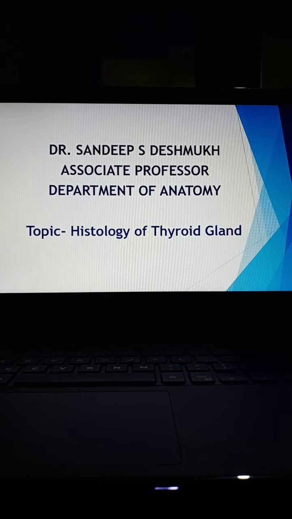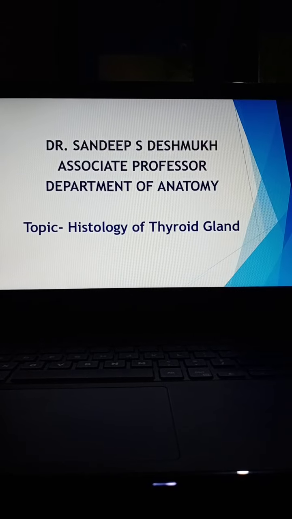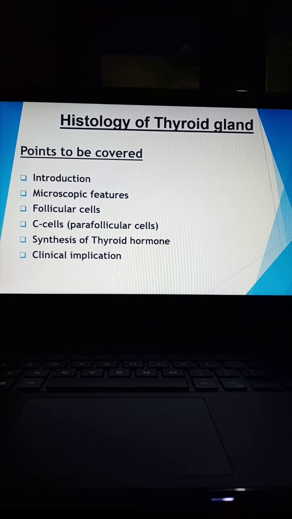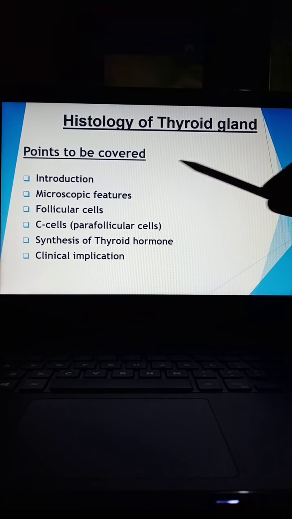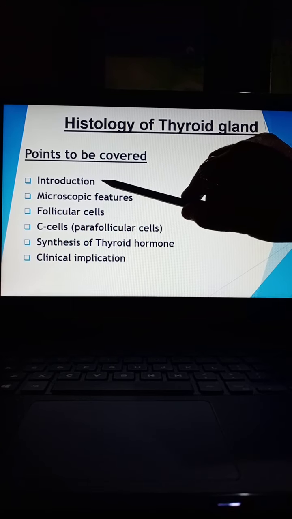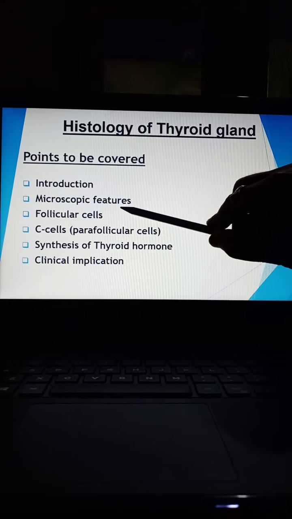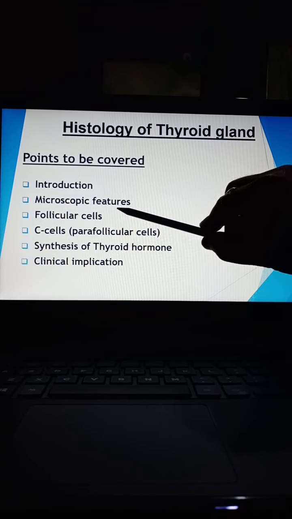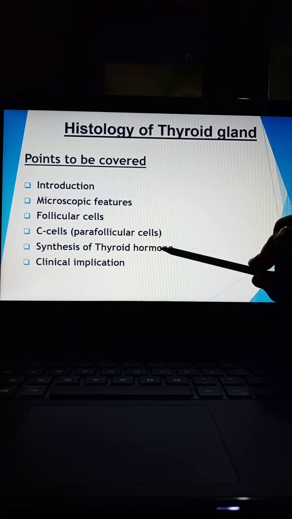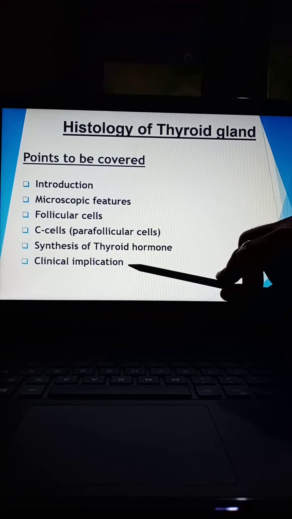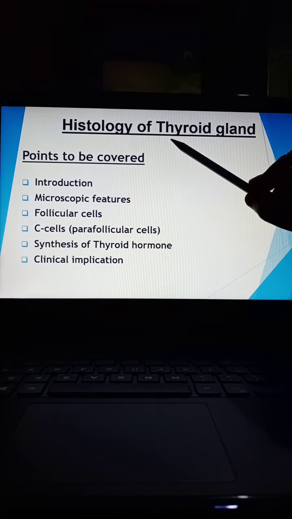Good morning, students. Today we will learn about histology of thyroid gland. Points to be covered in histology of thyroid gland are: number 1, introduction; number 2, microscopic features; then follicular cells; then about C cells; next, synthesis of thyroid hormone; and lastly, clinical implication related with this histology of thyroid gland.